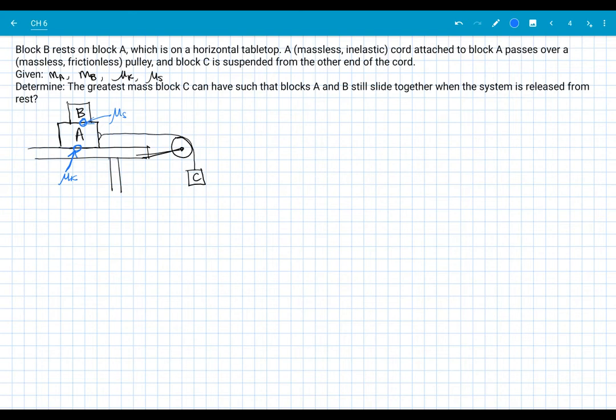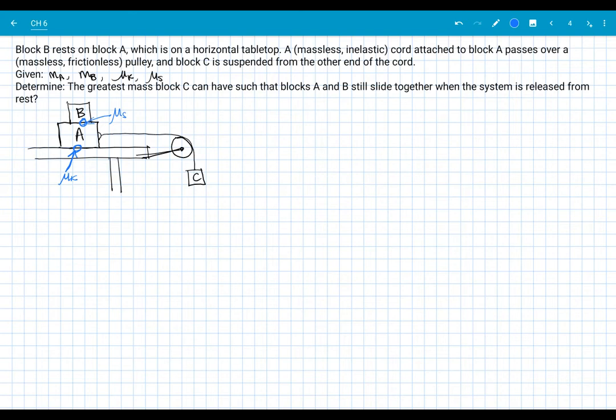So what we're asked to determine is the greatest mass block C can have such that blocks A and B still slide together when the system is released from rest. So first play this movie in your mind a little bit. You can imagine putting larger and larger masses there at C and eventually the two blocks coming apart.